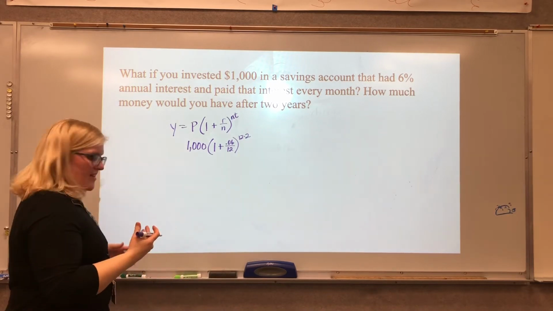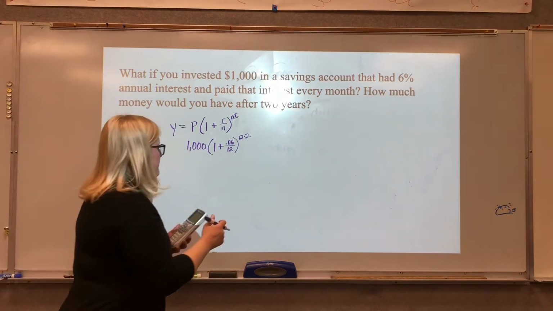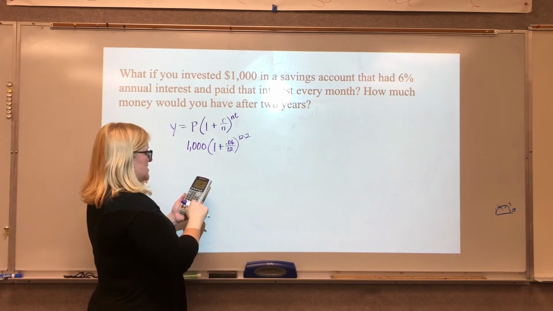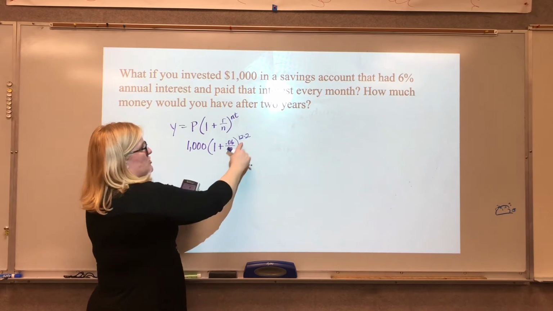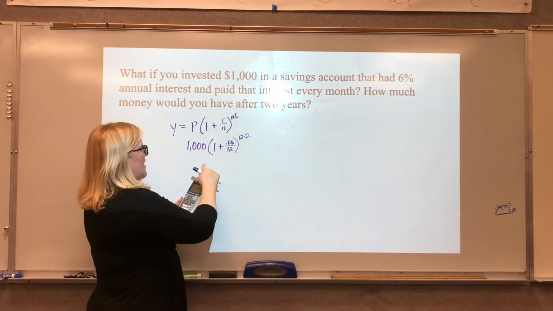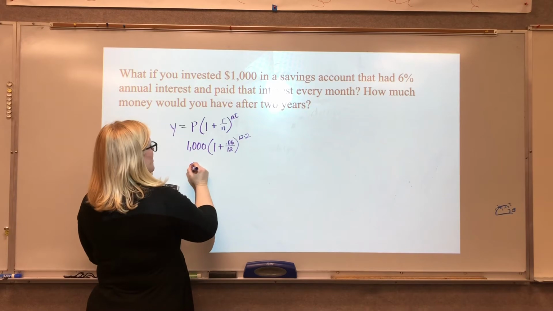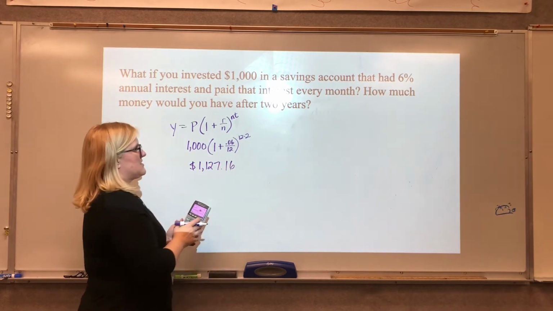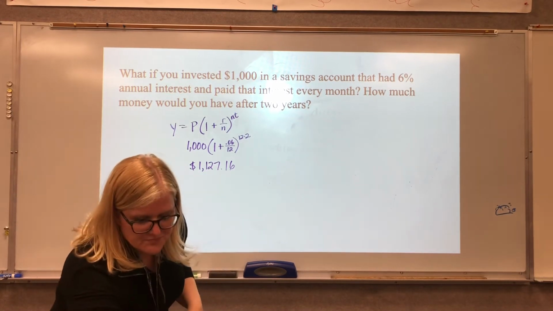When I'm doing this on my calculator, I start here and work my way out. So I do 0.06 divided by 12 plus 1 to the 24th power, because 12 times 2 is 24. And then I multiply it by 1,000. So my answer is $1,127.16. So it's about $100. You make $100 in 2 years. Well, that's not too bad.